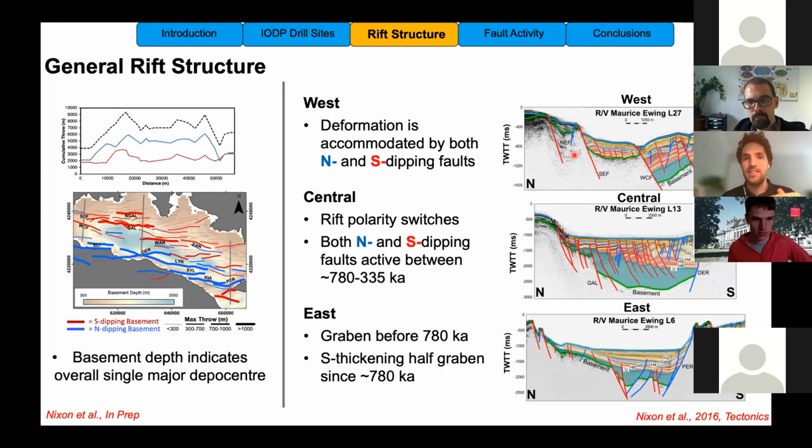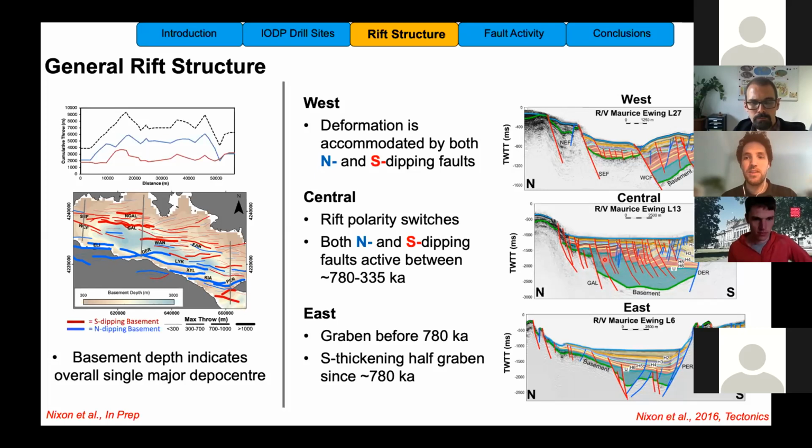In the west, it's accommodated by north and south dipping faults, and we can see that we have a general graben structure here that's formed quite nicely. Whereas in the central part, we see that there's both north and south dipping faults that have been active through time. So there's been a polarity switch.